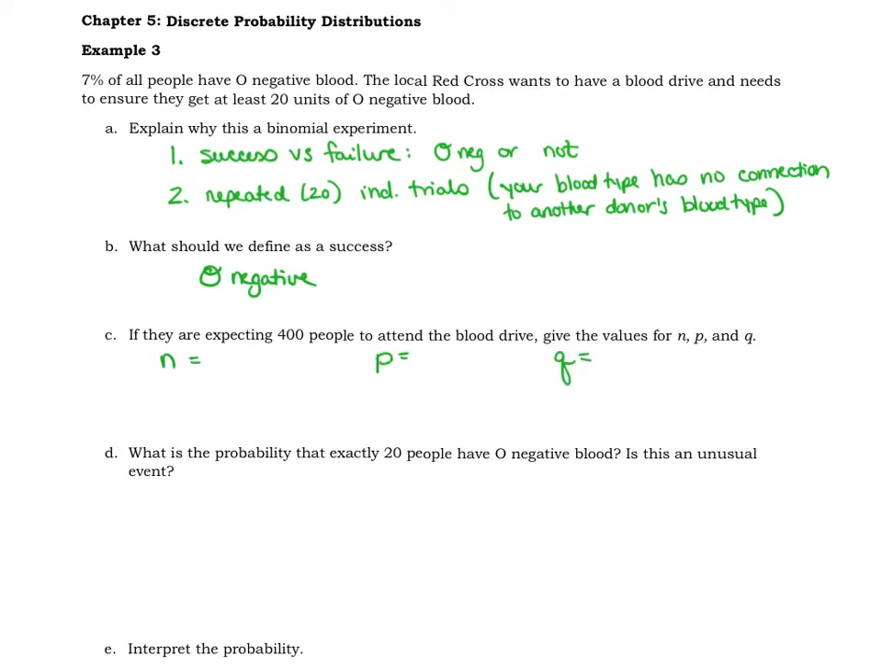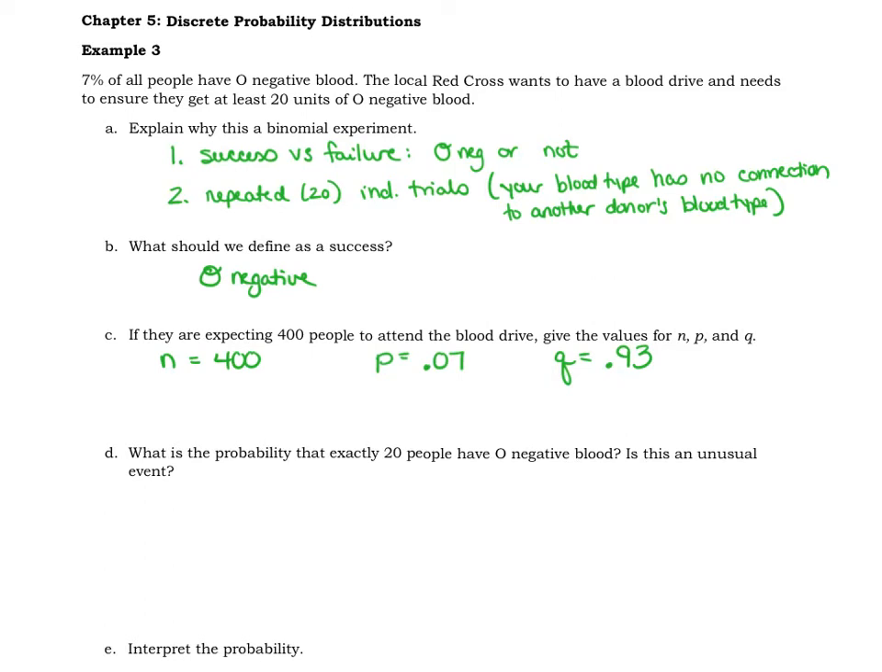So remember, N is the total number of trials, so that is 400. P is the probability of success, so in this case, having O negative blood, 0.07. And then Q is the probability of failure, or in this case, not having O negative blood, 0.93.